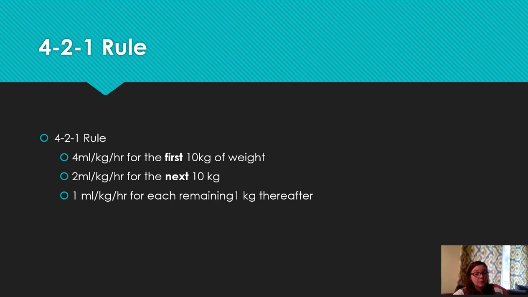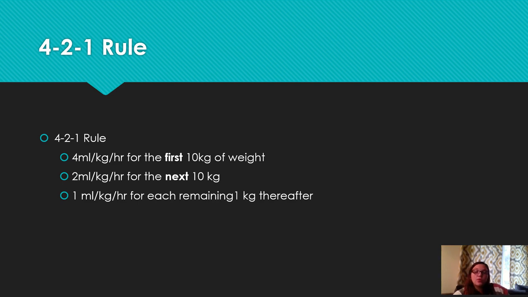Now, there are some similar things out there to 4-2-1 that will get you within tenths of a decimal place. Sometimes it's one whole number off. But 4-2-1 is how we're going to calculate hourly maintenance fluids in this course. They use this at Prov. I know they use it at A&MC. So if you were in clinical, it would be consistent across the board.